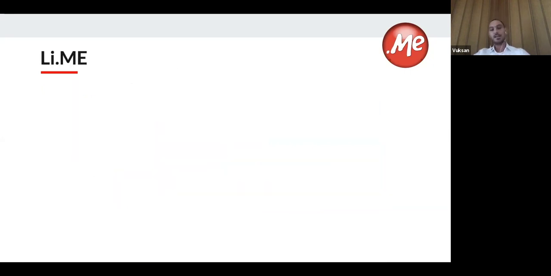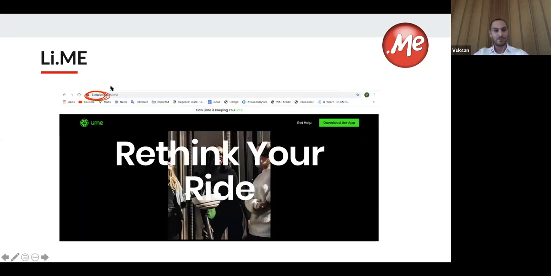For instance, there is Lime, which is a well-known bike sharing and scooter sharing application. If I go to the next screen, you might recognize the Lime. So they actually migrated from a .com to .me. They migrated from lime.com to the li.me domain name. This reflects their philosophy and what they do much better, because they're trying to shorten the distance for you, and at the same time, they're doing that online as well as offline.